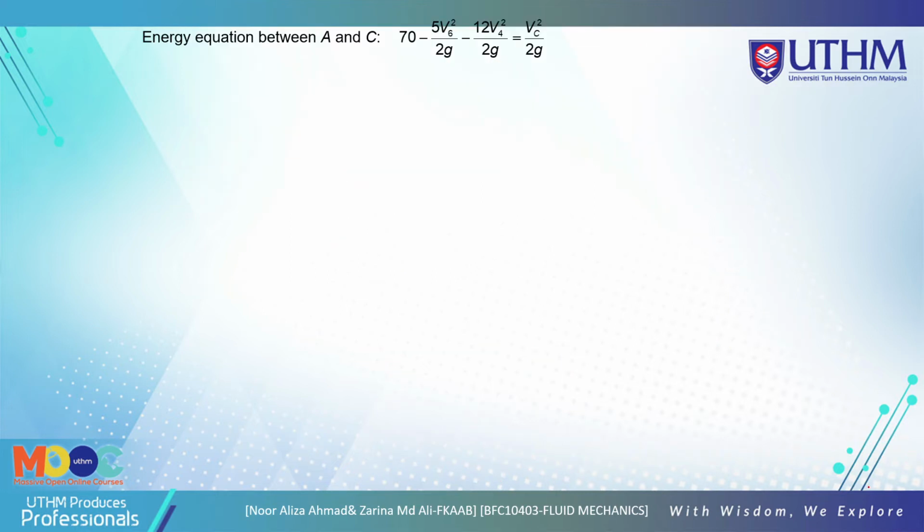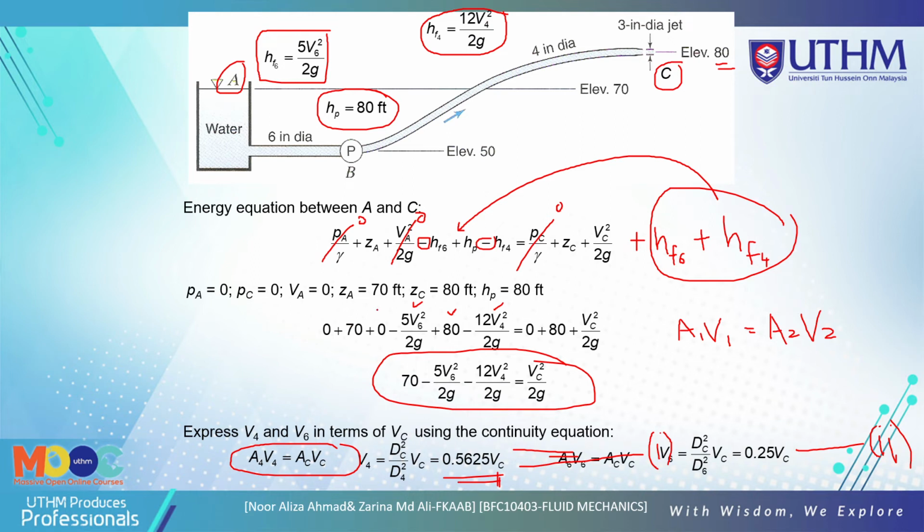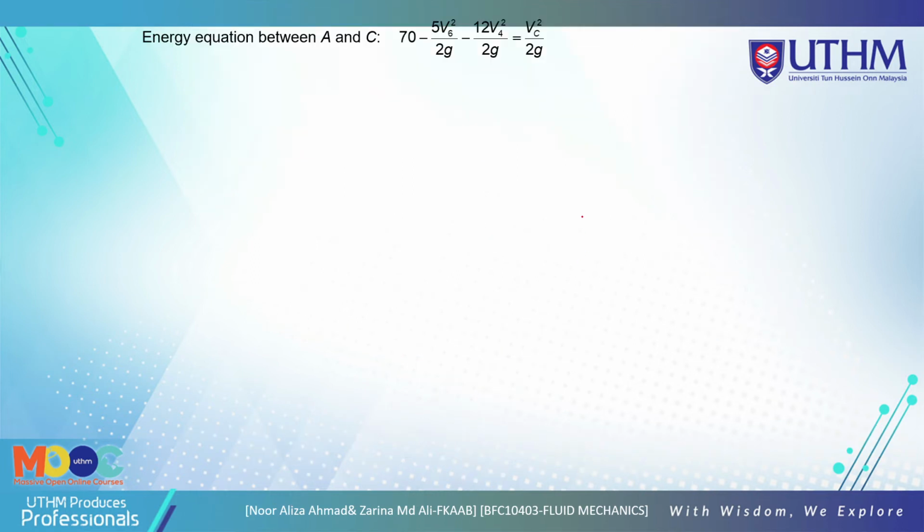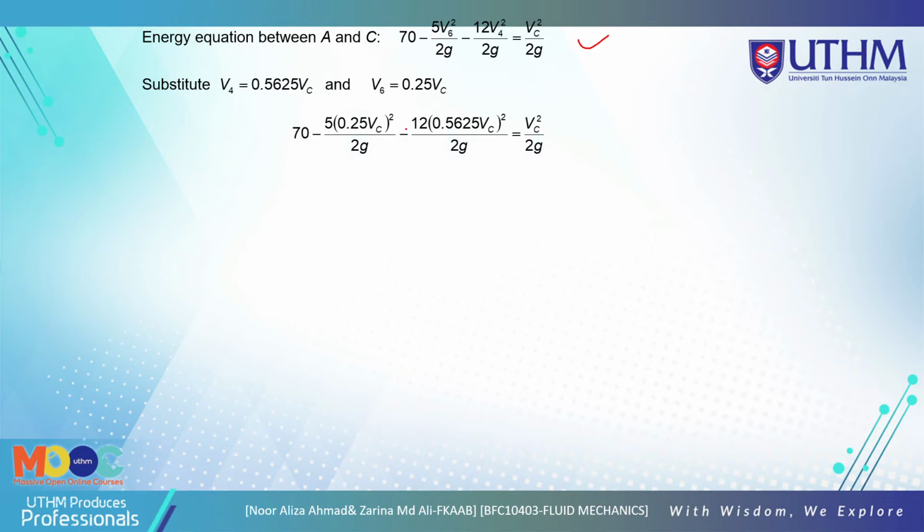So we get the energy equation between A and C. So we have the value here, based on this value here. So we get this value. Then just put V4 is equal to 0.5625 VC and V6 is 0.25 VC. So just put in this formula, and you get the value of VC in here.